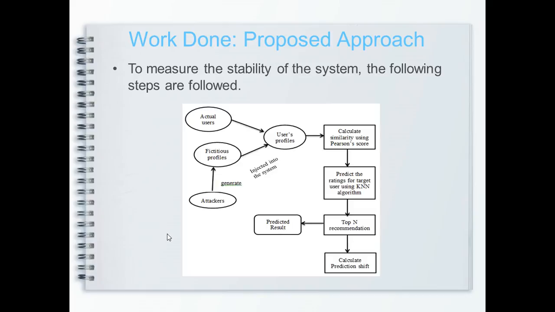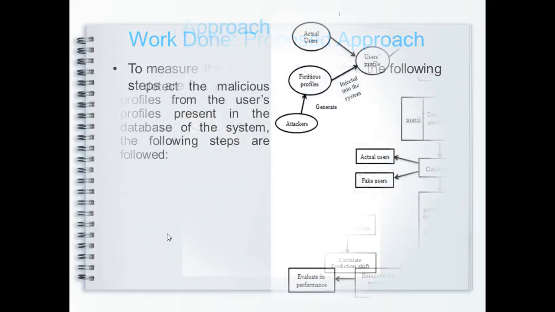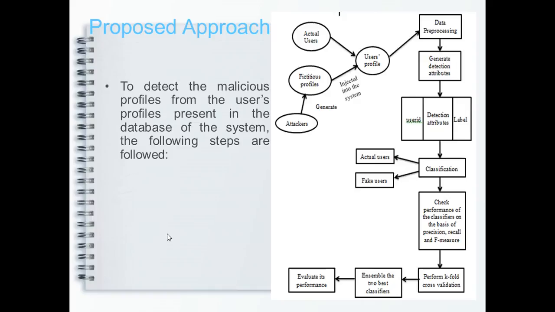Then, similarity between the users is calculated using Pearson's correlation and the ratings for the target users are predicted using the KNN algorithm. Then top-N recommendation is used for the predicted results, and then the stability of the system is measured using the prediction shift. Now there is a need to detect the profiles, so we have used classification techniques.